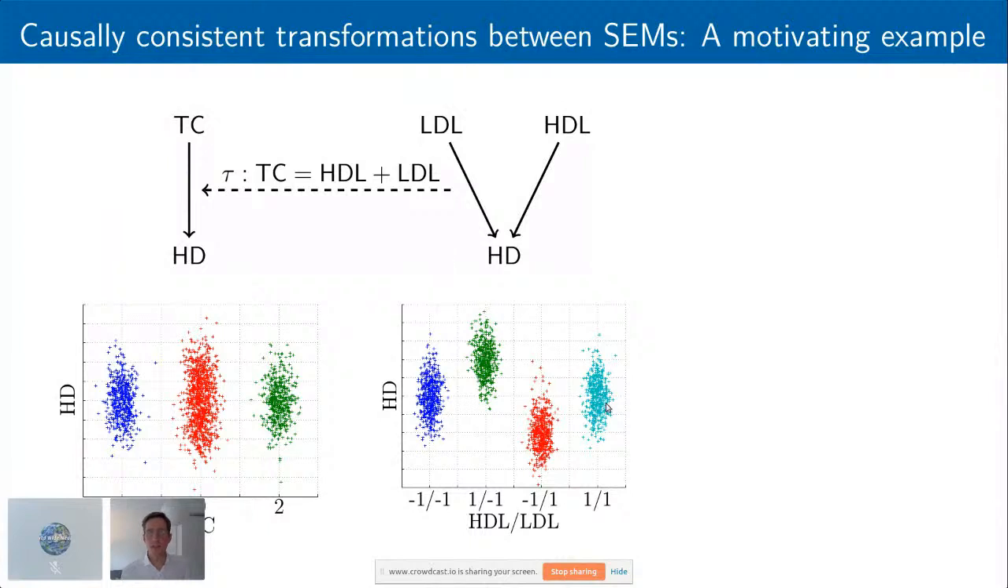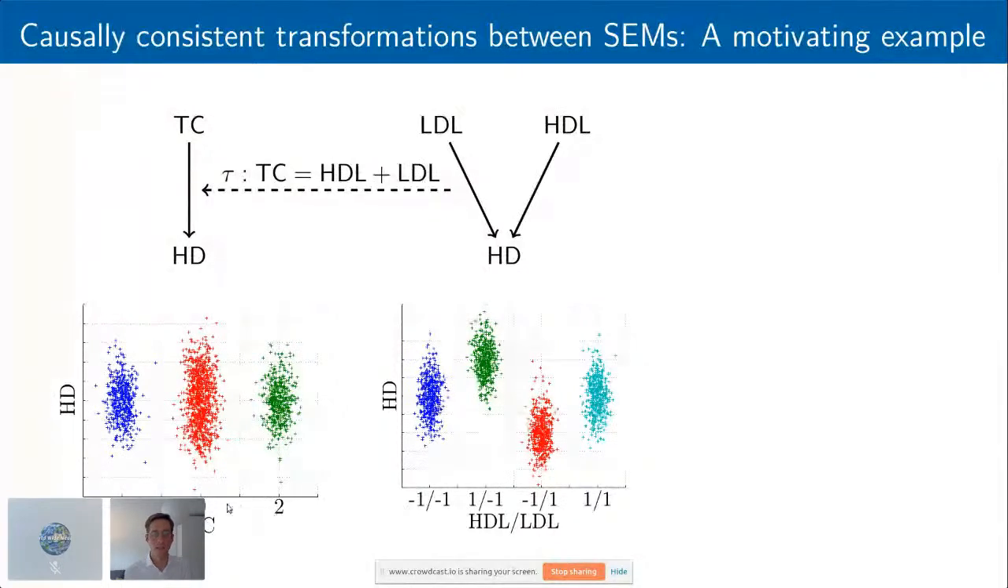Consider interventions on the micro level. There are 4 different types of interventions. You can set HDL and LDL to all of these 4 combinations. And now if you set HDL and LDL to -1 and -1, then you get this distribution here of heart disease. Now I would like to ask, is there a matching intervention on the macro level?